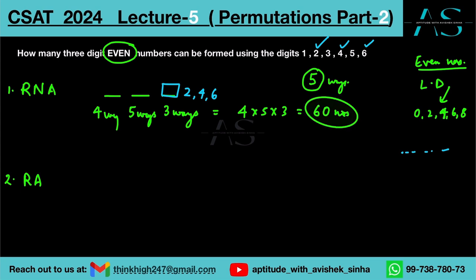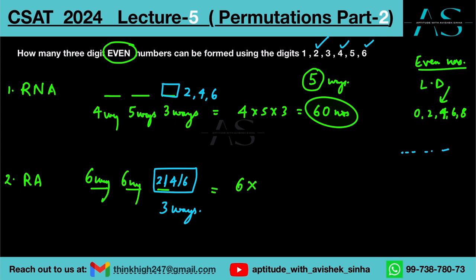Alright. Repetition of digit is allowed. Even if you are allowed to repeat the digits, you can only have either 2 or 4 or 6 in the last spot, and this can be done in 3 ways. Now it's up to you to repeat the digits. So how many options do you have? 6. So this can be done in 6 ways. This can also be done in 6 ways. This is 6 into 6 into 3. These many numbers.